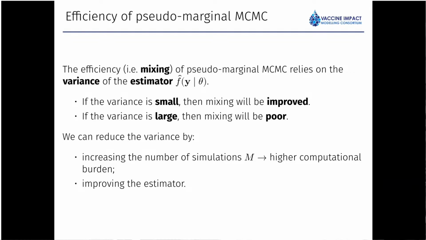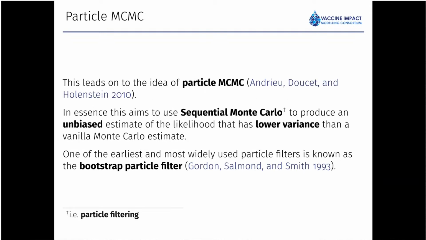So the other option you've got is to actually improve the estimator. Rather than using this naive Monte Carlo estimator, we could use a better estimator which still has the same properties but has a lower variance. And so it's really this idea that led on to something that we now call particle MCMC, okay?